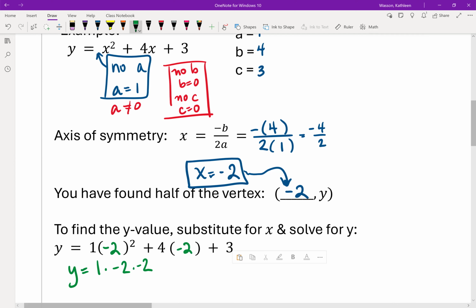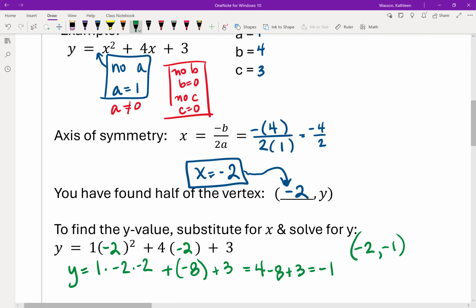And then I have 4 times negative 2. It's negative 8. Then I have plus 3. 1 times negative 2 is negative 2, times negative 2 again is 4. So I have 4 minus 8 plus 3. That's negative 1. So when x is negative 2, y is negative 1.